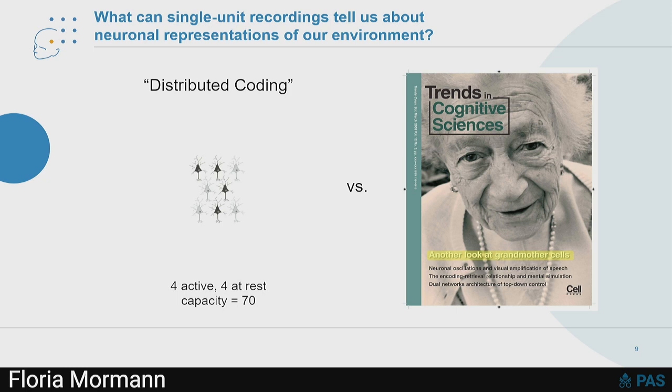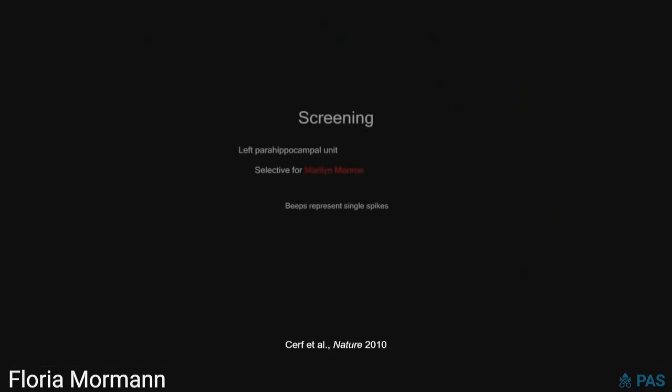But I think the findings of the last 10, 20 years argue strongly against this, and I'll be showing you a movie now where you get to listen to a neuron while the subject, the owner of the neuron, is viewing different pictures. I hope the sound works. Every click is an action potential.